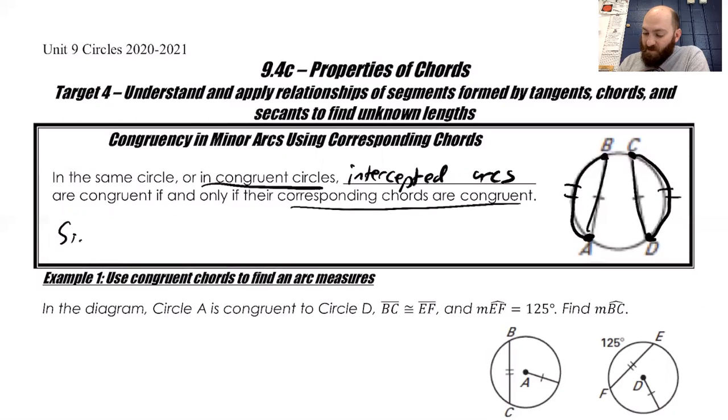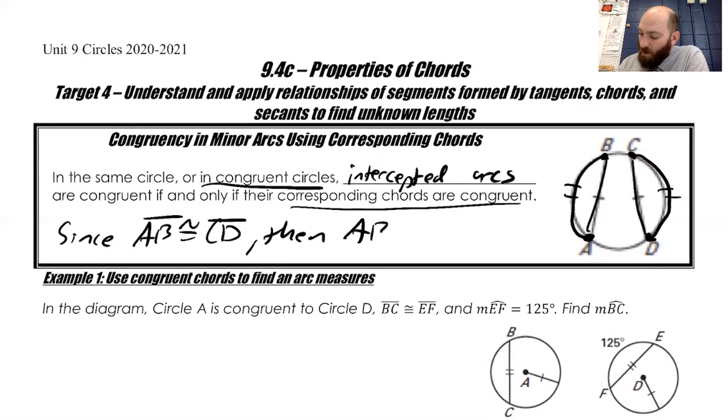So since AB is congruent to CD, then arc AB is congruent to arc CD. The if and only if part of this statement means that it goes backwards. If I know that the two arcs like this are congruent, then I know that these chords are congruent. The only other thing to mention is that it talks about congruent circles.